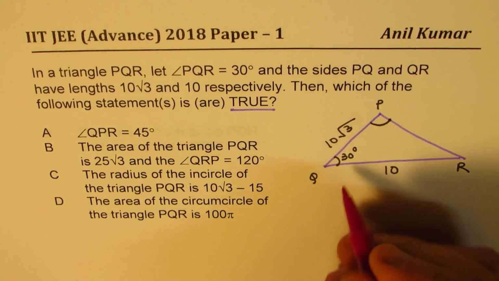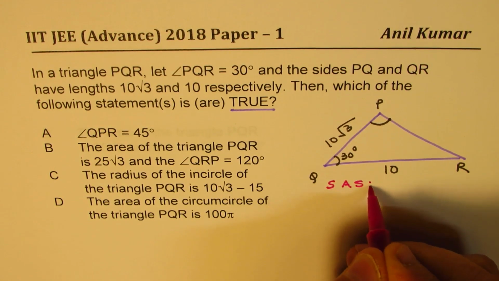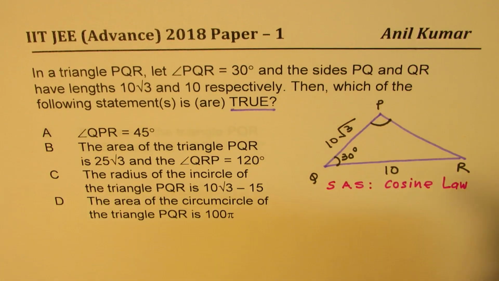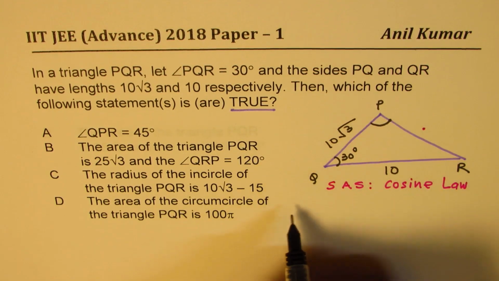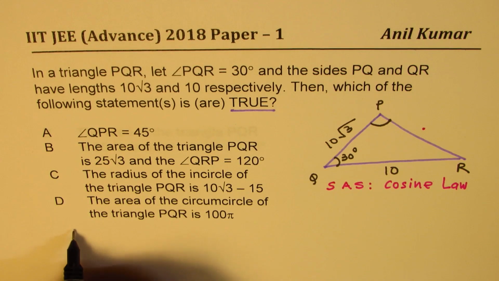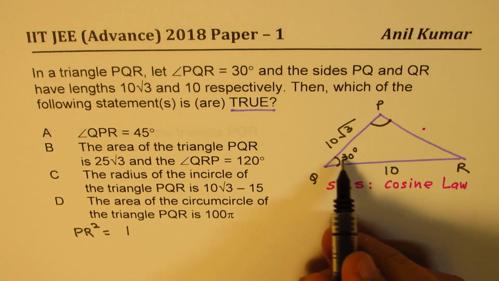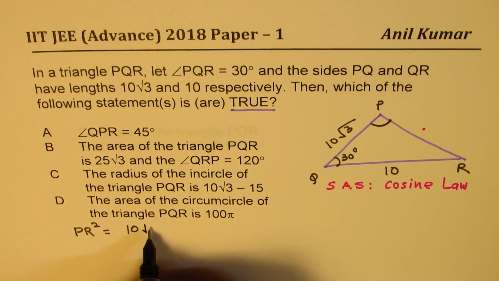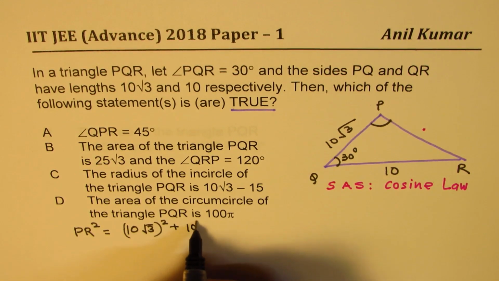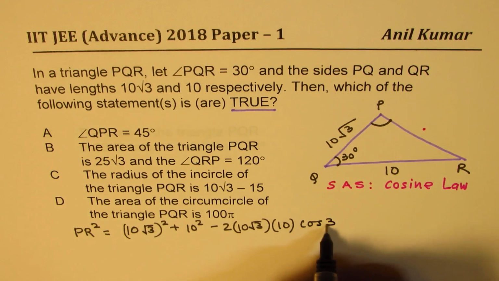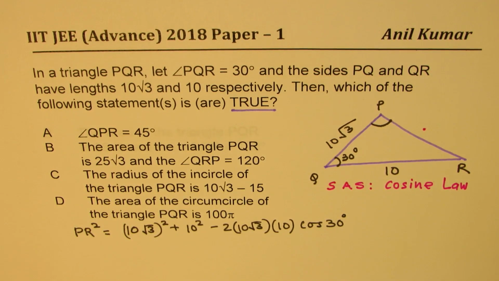Now, whenever you're given two sides and an angle, so we are given side, angle, side, that means cosine law. So using cosine law, let us figure out what PR is equal to. So PR square should be equal to QP square plus QR square minus 2AB cos theta, right? So we'll write 10 square root 3 whole square plus 10 square minus 2 times 10 square root 3 times 10 times cos of 30 degrees. So that is what PR square is. Once we know PR, we can use sine law and find the angle, correct?